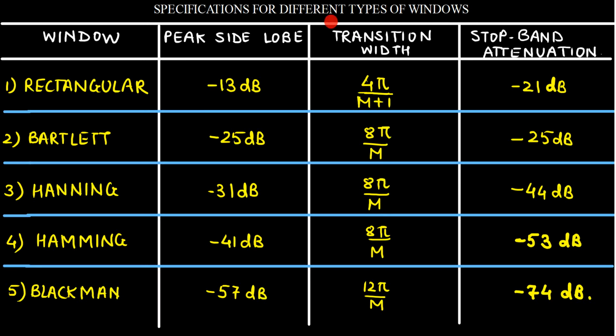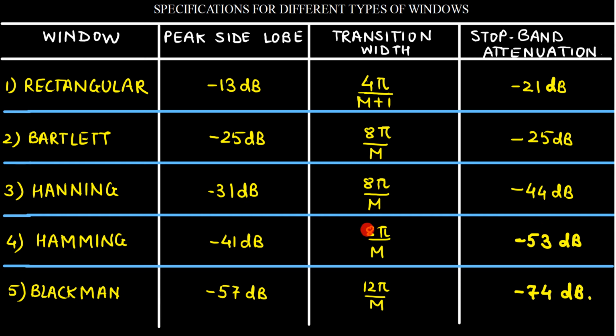These are the specifications for different types of windows, and if we observe this Hamming window, it has a stopband attenuation of minus 53 dB. And if we observe the rectangular window, Bartlett window and Hanning window, all these windows have stopband attenuation less than 50 dB, but the Hamming window and Blackman window have attenuation higher than 50 dB, and we had been given that the minimum attenuation should be 50 dB. So we have two options, that is Hamming and Blackman window.